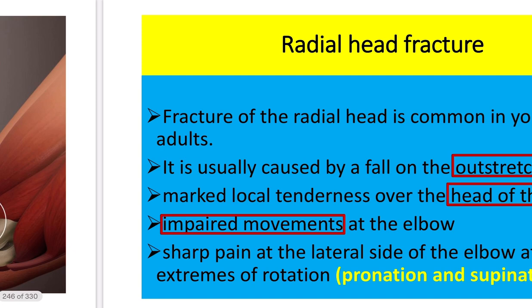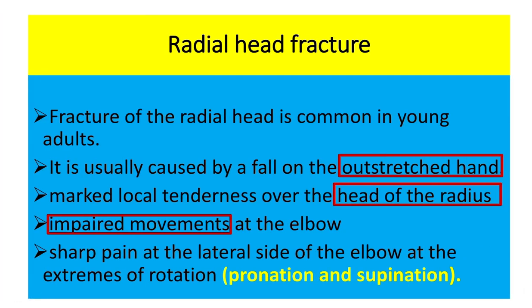And let's see the radial head fracture. The radial head fracture is very common in young adults. It is usually caused by a fall on an outstretched hand. So this point is important. In the upper limb, with a fall on an outstretched hand, there are different types of injuries, such as the Colles fracture, Smith fracture, also the Galeazzi and Monteggia fractures, and Barton fracture. They are due to an outstretched hand.